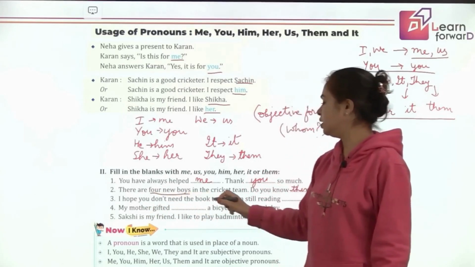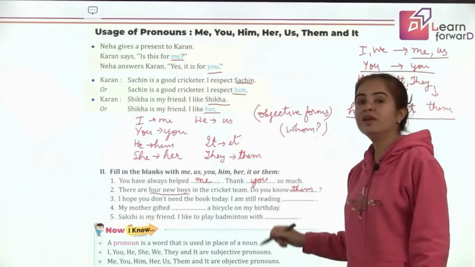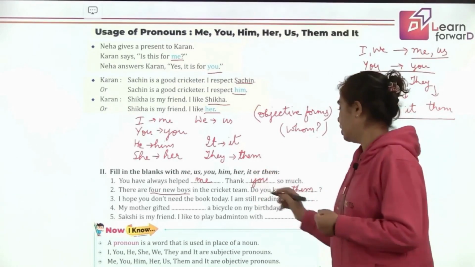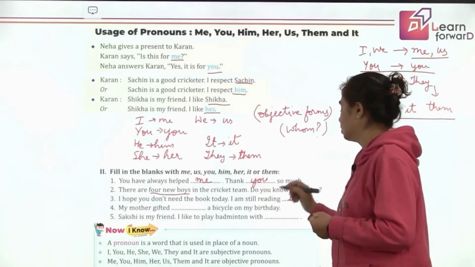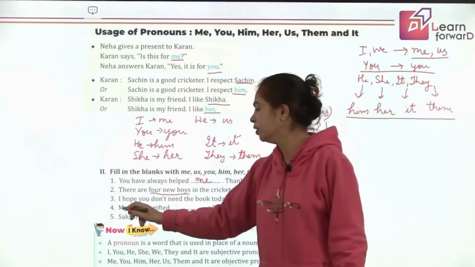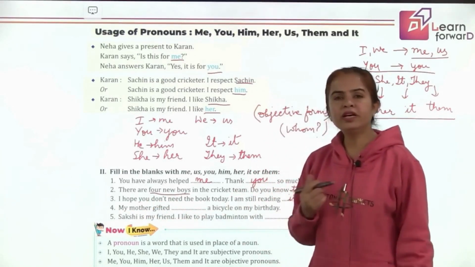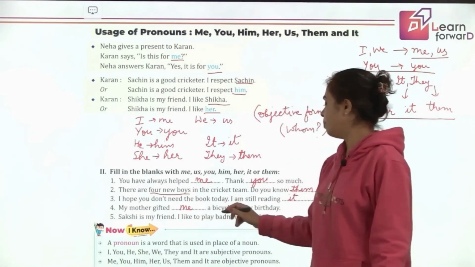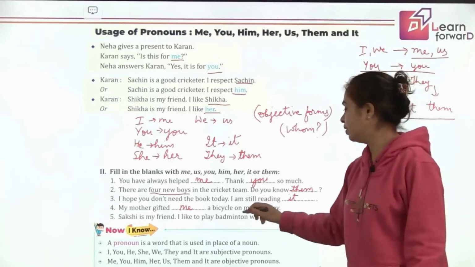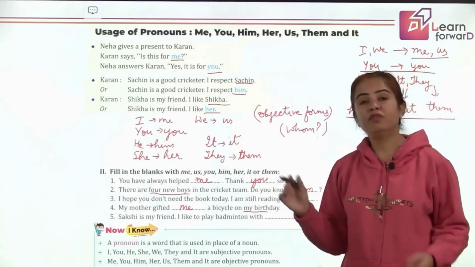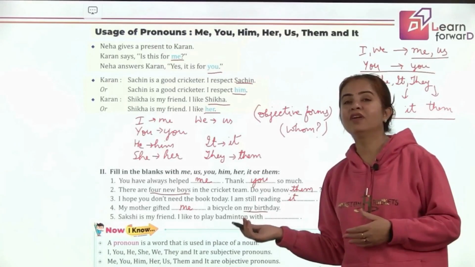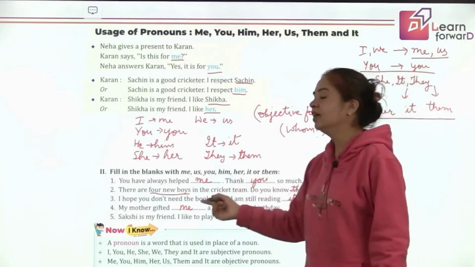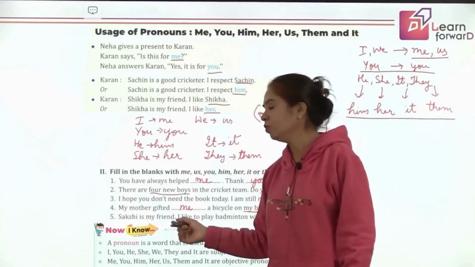I hope you don't need the book today. I am still reading. What are you reading? It. So, reading it. Reading the book. Book is a non-living neuter gender. My mother gifted. Whom did she gift? She gifted me, of course, I am telling. A bicycle on my birthday. So, from here also you know, if it is my birthday, who will get the gift? I will get the gift. So, that will be in objective case. Whom did she gift? Gifted to me.